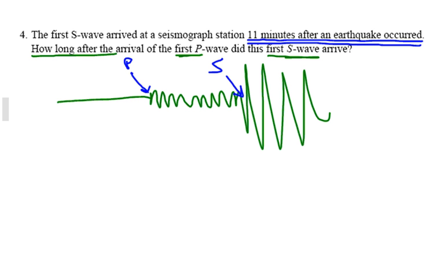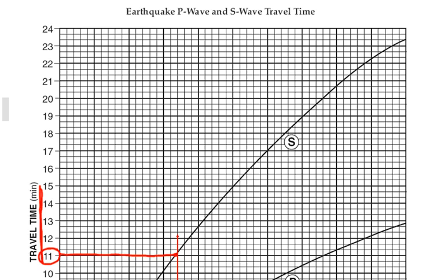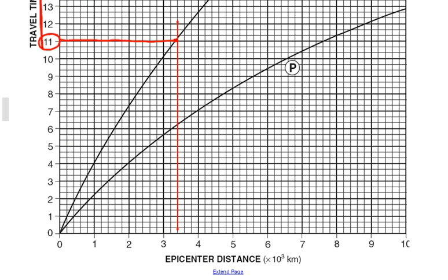The question says, how long after the arrival of the first P wave did the first S wave get there? Well, I see the P wave got here at this point in time. The S wave got there right there. So I can go over and look at the numbers and just kind of subtract those two. Some people, if you want, you know that this is 11 minutes. Here's 1 minute, 2 minutes, 3 minutes, 4 minutes, 4 minutes 20 seconds, 4 minutes 40 seconds. So about a 4 minute, 40 second difference.